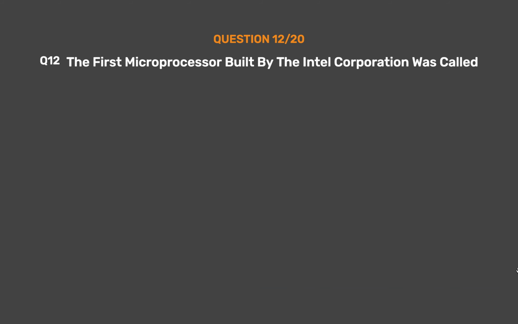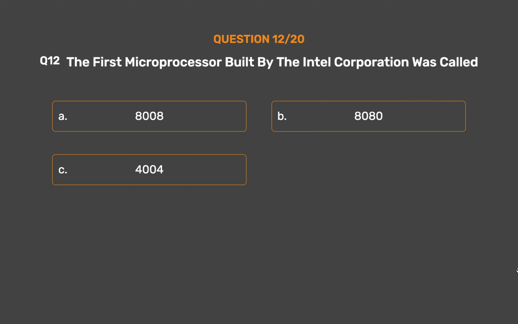Question number 12. The first microprocessor built by the Intel Corporation was called: Option A. 8008. Option B. 8080. Option C. 4004. Option D. 8800.